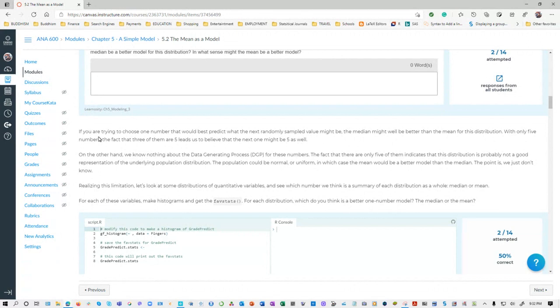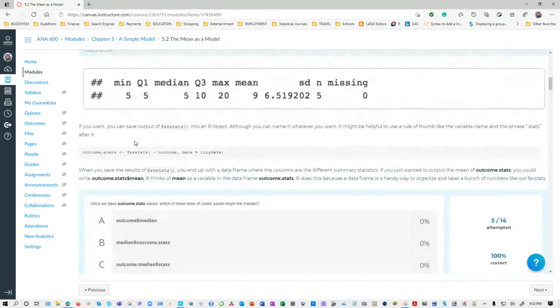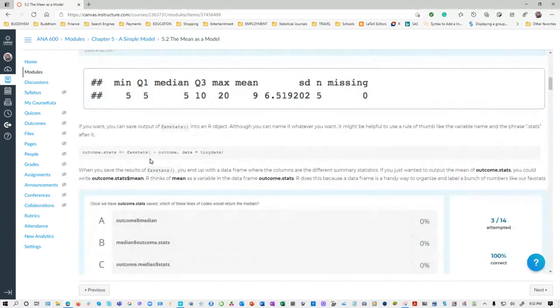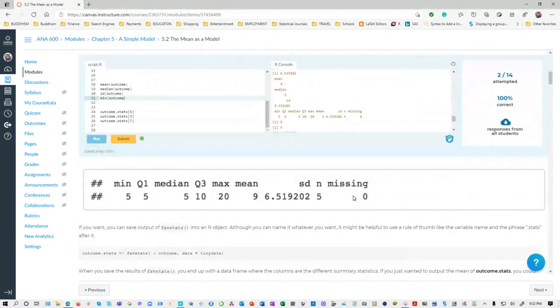See, if you are trying to choose the one number that best predicts what the next random sample value might be, the median will be better than the mean for this distribution. With only 5 numbers, the fact that 3 of them are 5 leads us to believe the next one might be 5 as well. See, that's what they were saying. Either you can look into the mode or median, because it's skewed for sure. How could you know this is skewed?